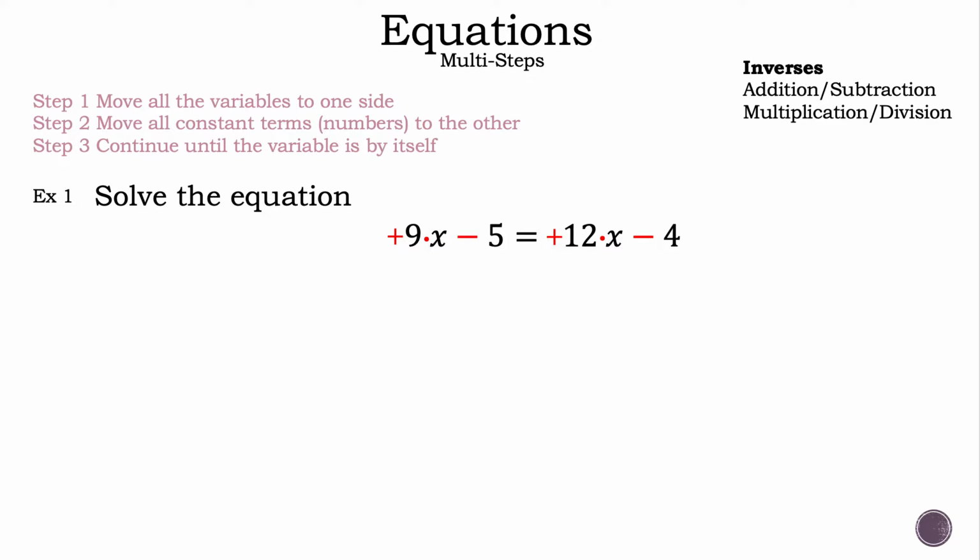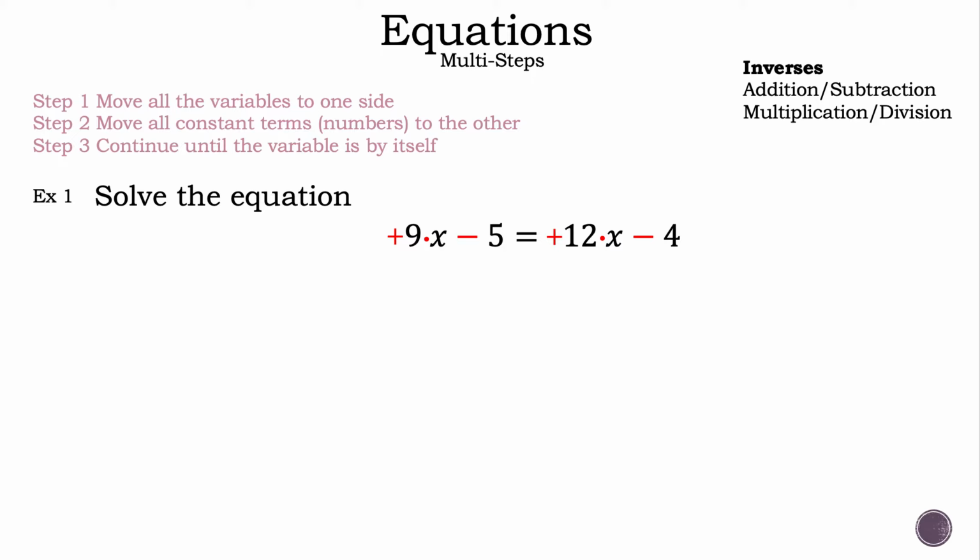Now you may be wondering, which side do I move the variable to? It doesn't matter. You can pick either one. But in this case, we're going to move the 9x to the other side because 12 is greater than 9. And we want to have a positive variable because that makes things a little bit easier.